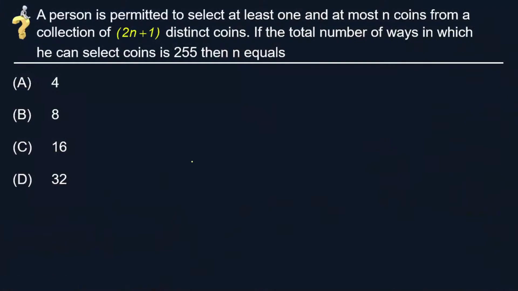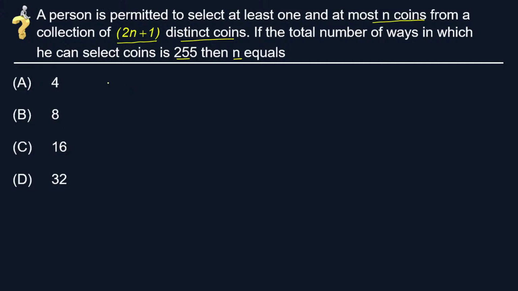So before starting today's class, let me do 2 problems which will help us go for a quick revision of the previous classes that we have done. The question is, a person is permitted to select at least one and at most n coins from a collection of 2n plus 1 distinct coins. If the total number of ways in which he can select coins is 255, we have to find out the value of n.